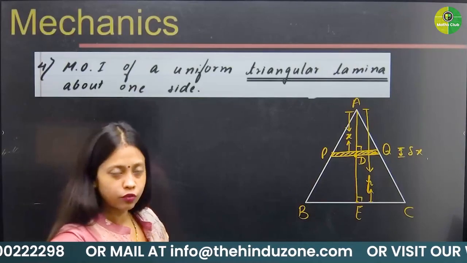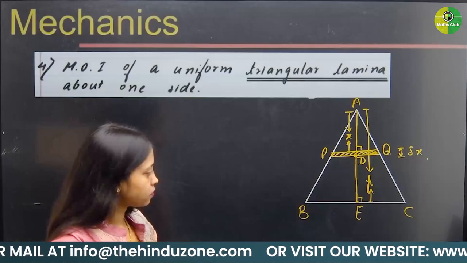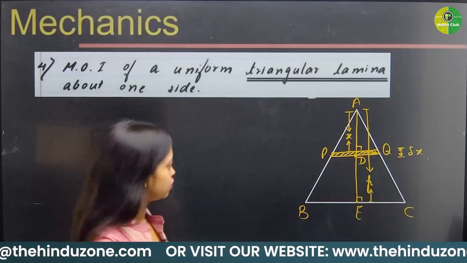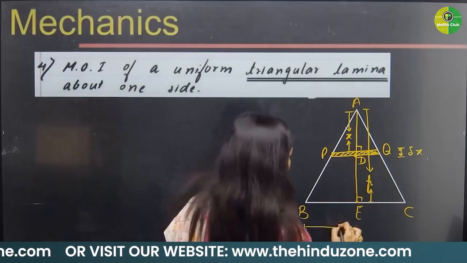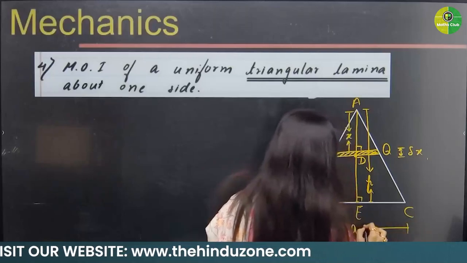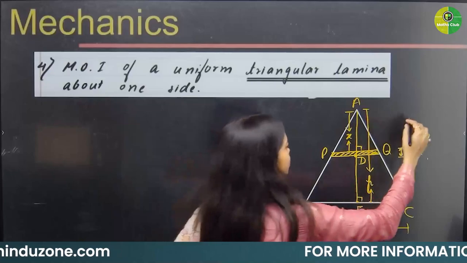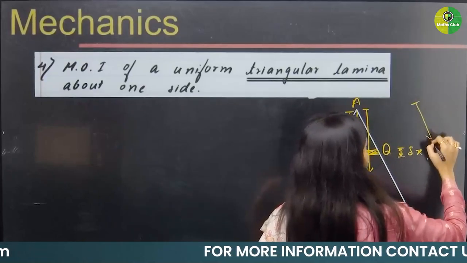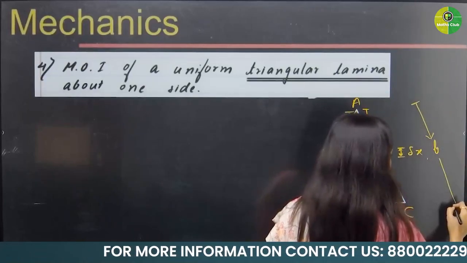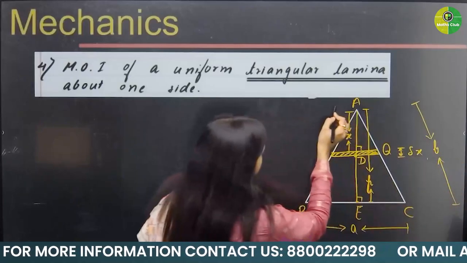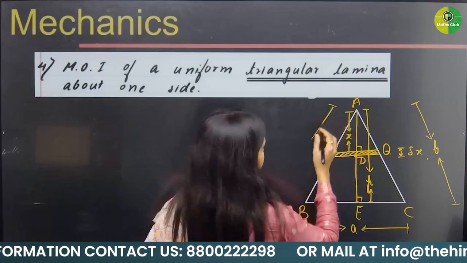So first of all, mass. The sides will obviously be A, and opposite to B we have B, and opposite to C we have C.